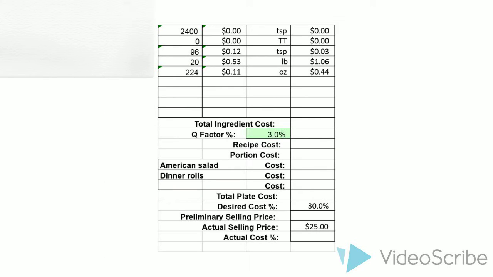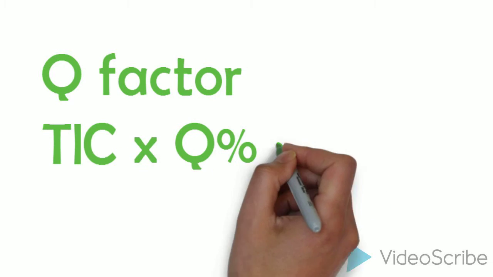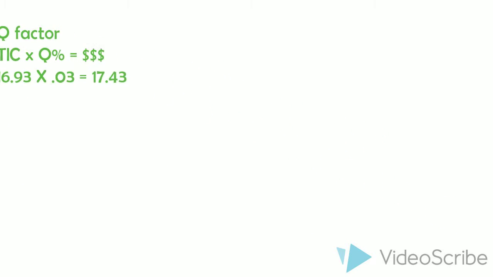Moving down the cost card to the total ingredient cost, we add up all the individual ingredient costs to get $16.93. But that doesn't give us the total recipe cost yet. We still need to add in a Q factor. The Q factor is the total ingredient cost times the Q factor percentage, so $16.93 times 0.03, which is a 3% Q factor.